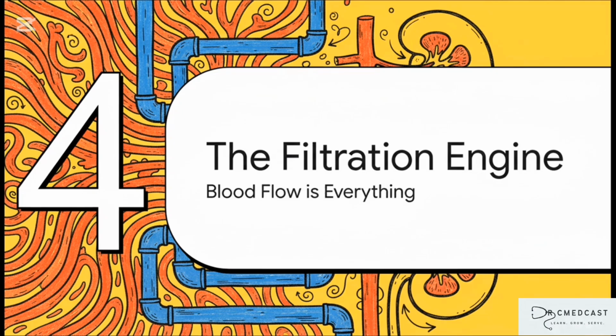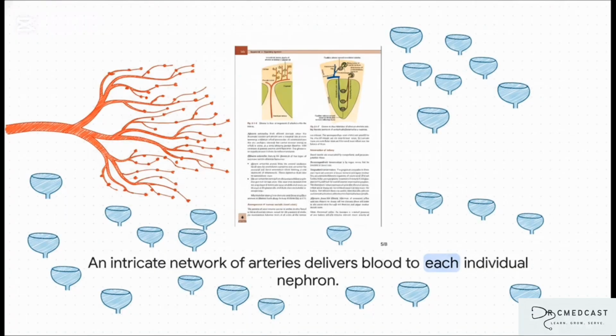Well, it's because this entire filtration system is literally powered by blood flow and pressure. The way the blood vessels are physically designed here is absolutely key. This slide shows us the roadmap of how blood gets to each one of those million-plus nephrons. A big renal artery comes into the kidney, and then it just branches out again and again, getting smaller and smaller until a tiny little vessel called an afferent arteriole delivers blood to each individual filter.